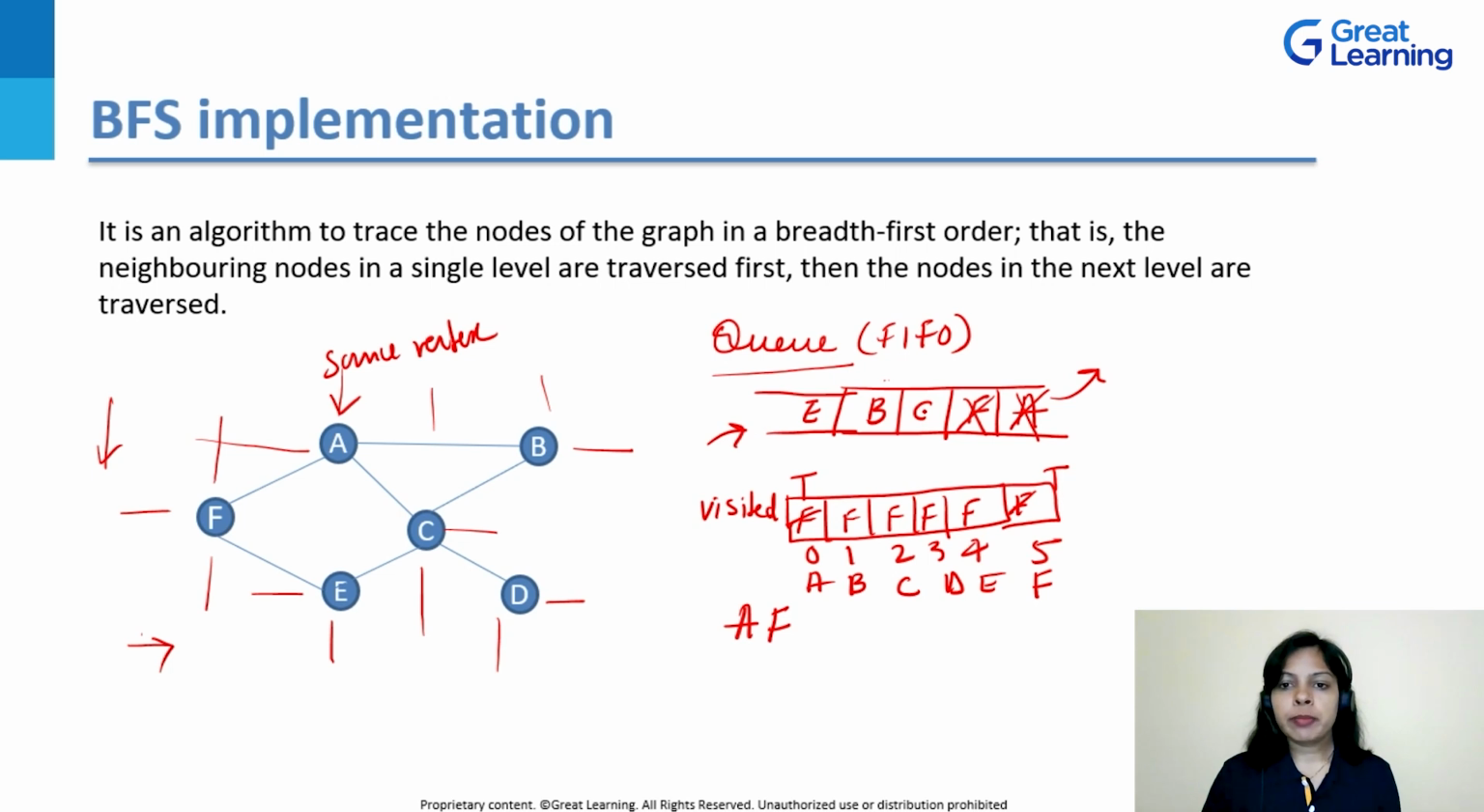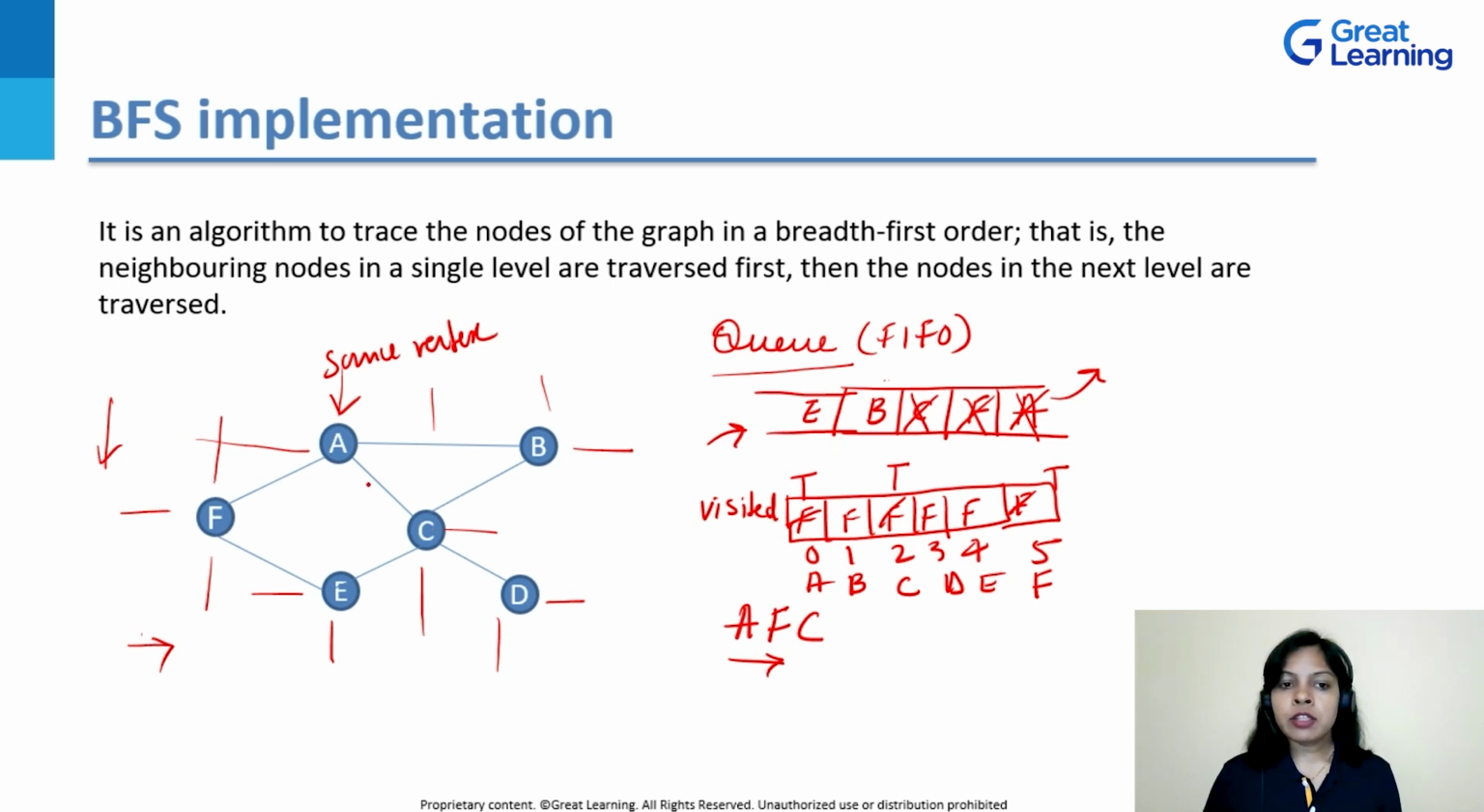Next, again, same process. We'll remove the topmost element. Whichever are connected to that, we'll insert into the queue. So C is the topmost element right now. So C will be deleted. And here C will be marked as visited. That is true. And here also this will be your traversal list. So C will be marked here as well.